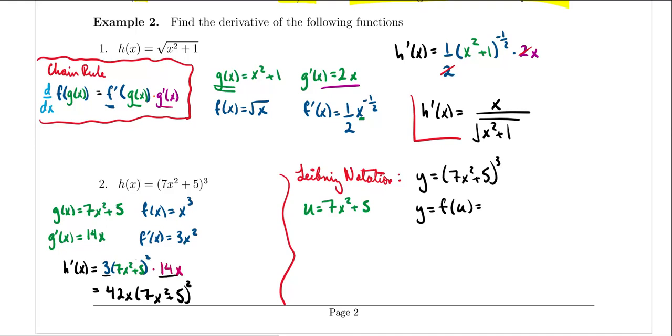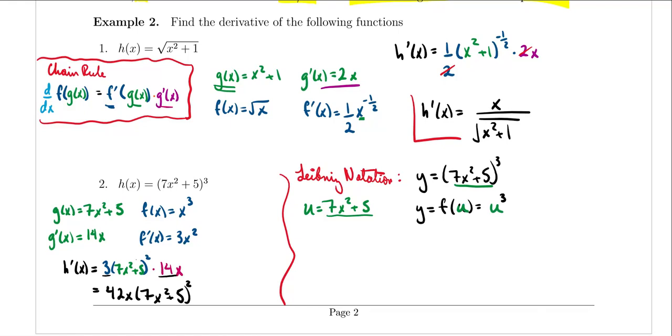Now since we've already defined u to be 7x squared plus 5, we're going to be substituting the u here. So y is actually simply u to the third power now. That's a different interpretation that we're giving it. It's all the same thing.